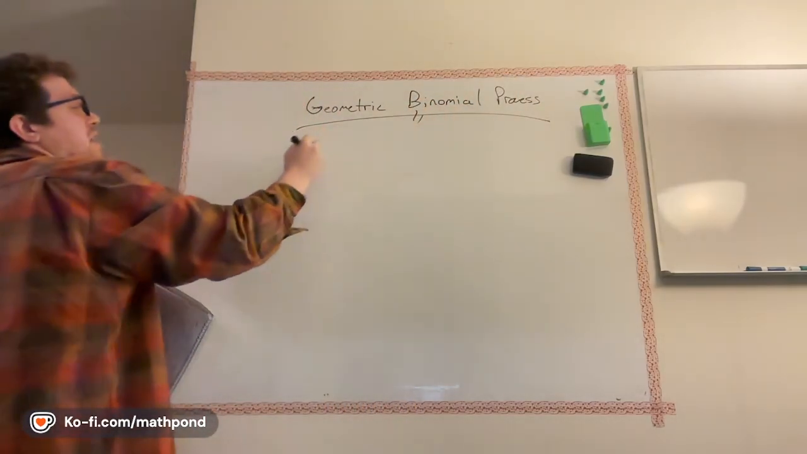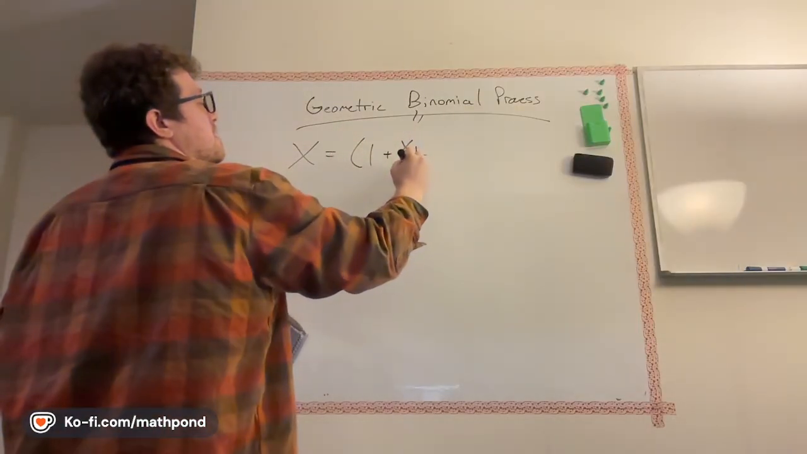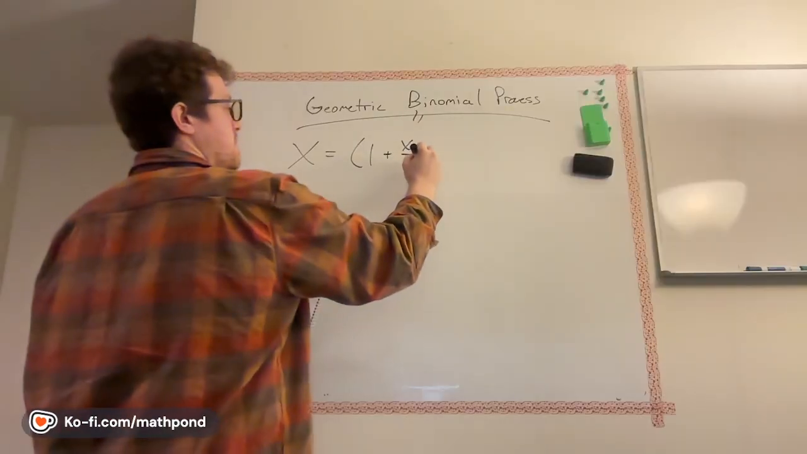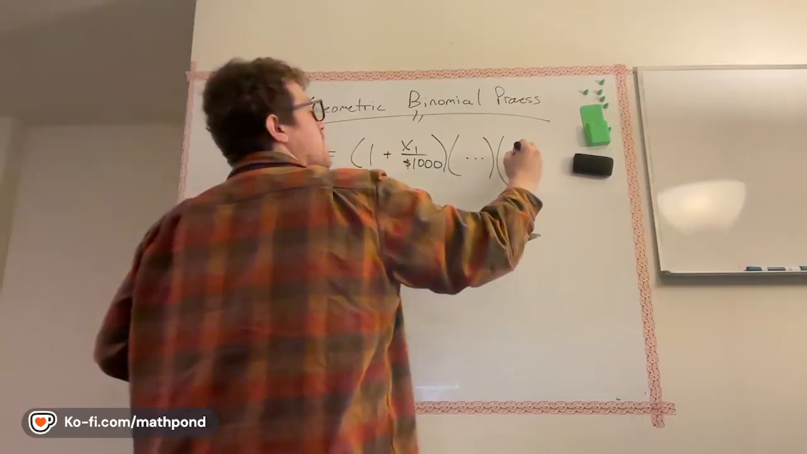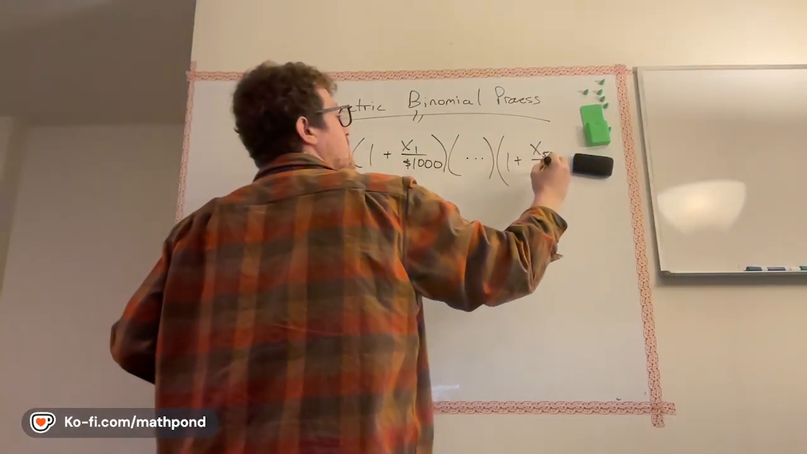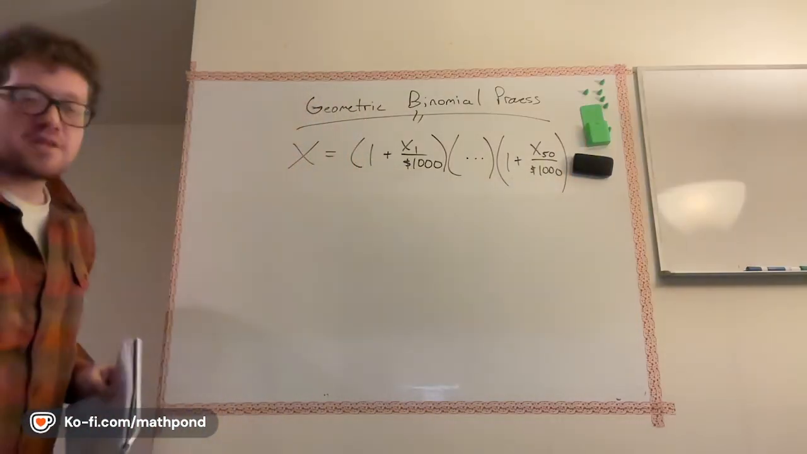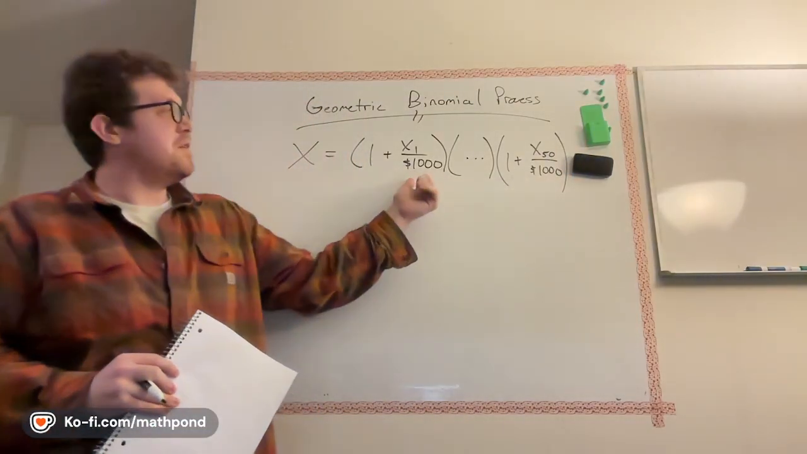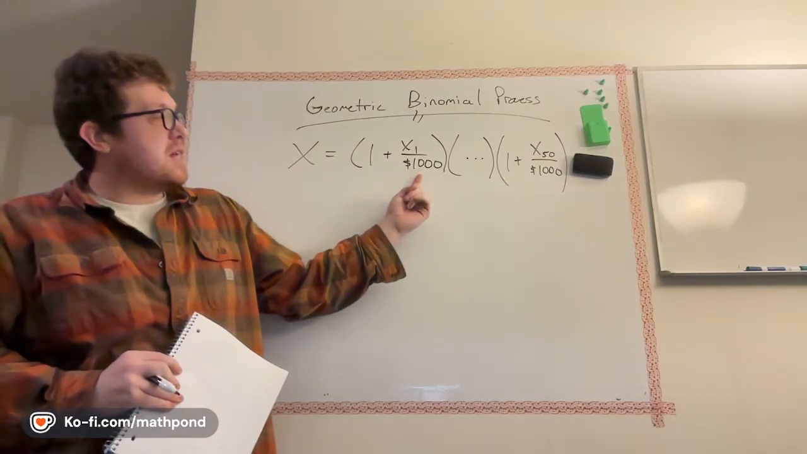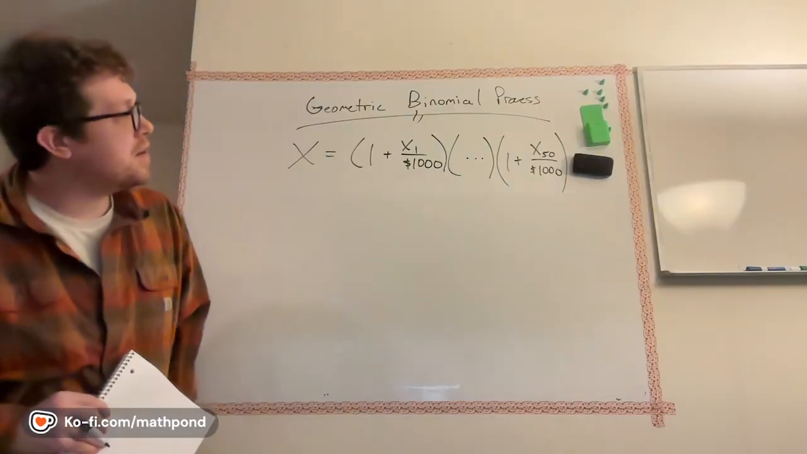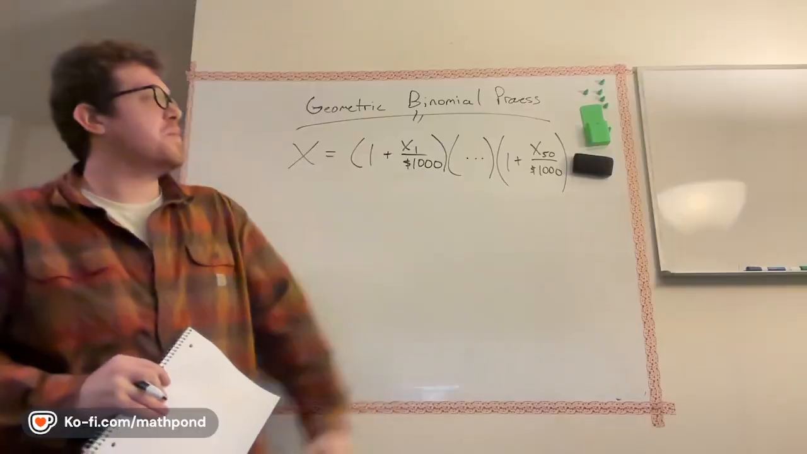Okay, so now we're going to define x. It's going to be 1 plus x1, divided by 1,000. Okay, so now this is the same x's that we had before, so now each time we're either going up by 10% or we're staying the same, right? Because x1 is either 100 or 0. So every time we're either multiplying by 1 or we're multiplying by 1.1.